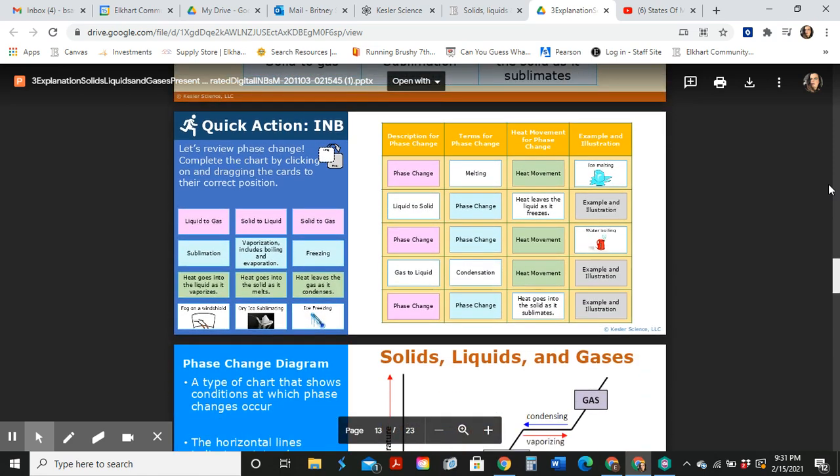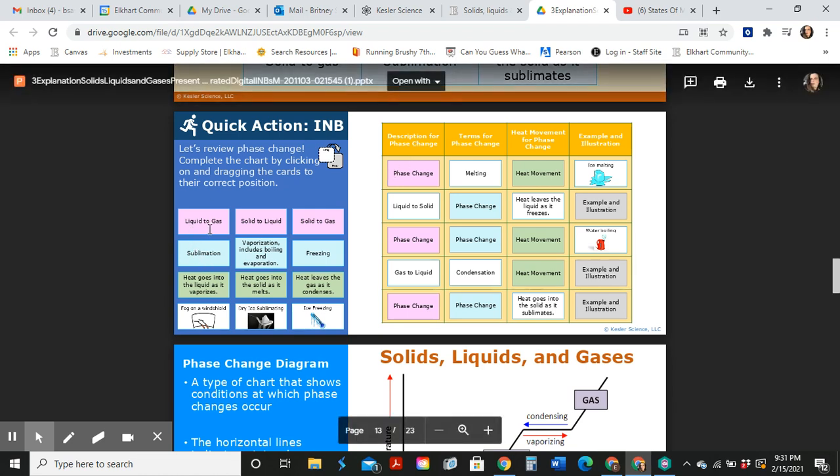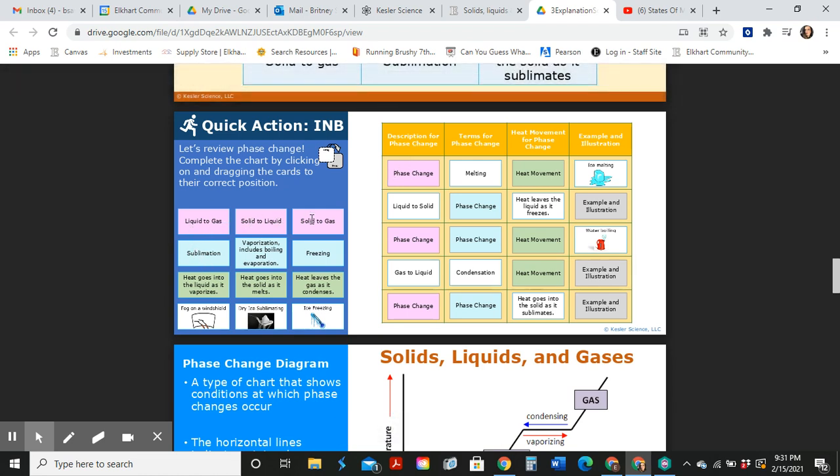Now we're going to discuss what goes where. Complete the chart by clicking on and dragging the cards to their correct position. So we're going to talk about our phase changes, for instance liquid to gas, solid to liquid, or solid to gas. We're going to decide where these go.